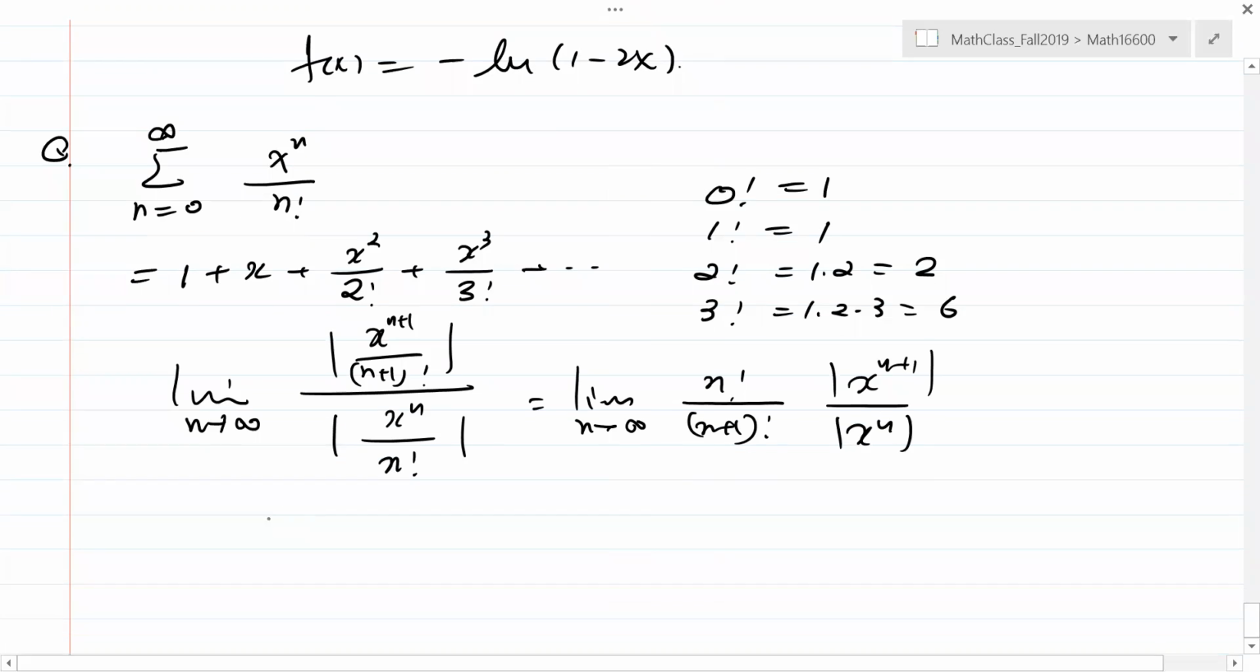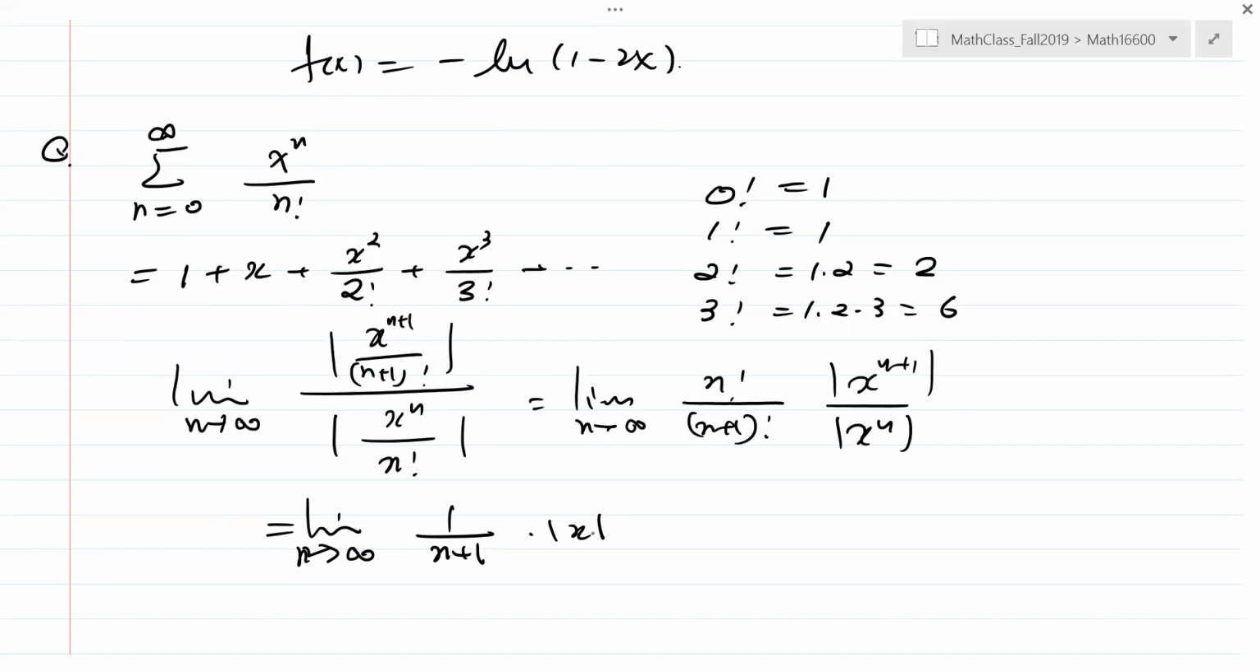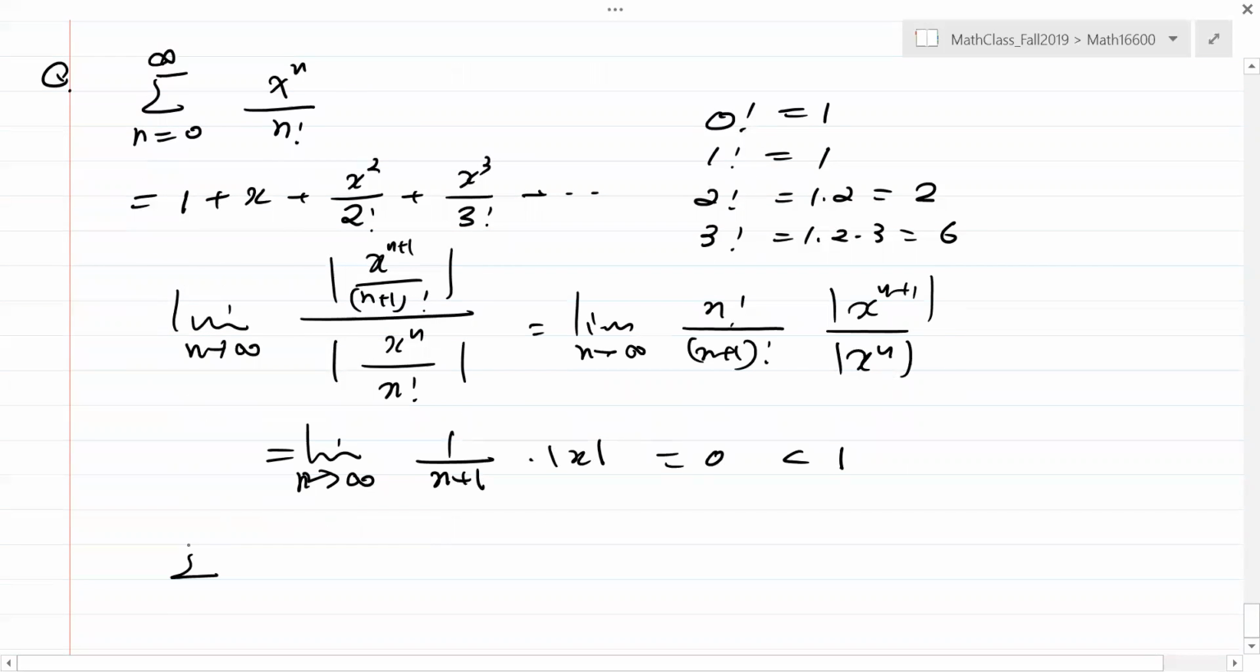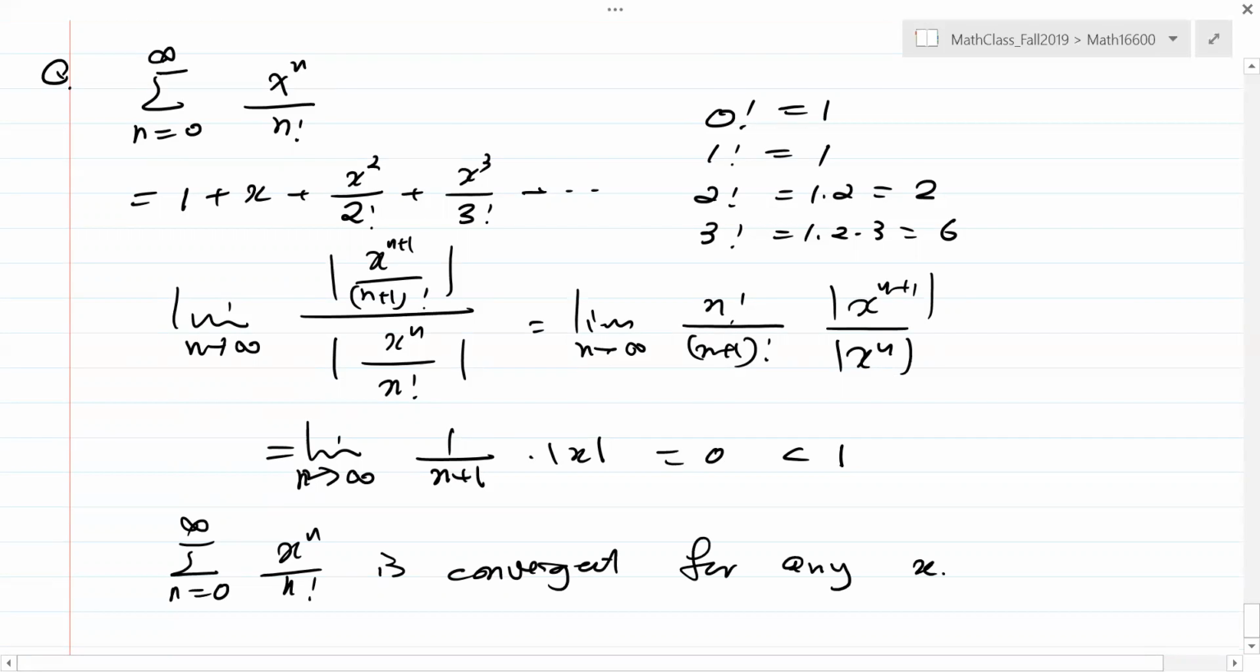Now after you simplify it, you get 1 over n plus 1, times the absolute value of x. No matter what value of x you choose, because the denominator is n plus 1, the limit is always equal to 0, which is always less than 1. So this power series is so special. It is convergent for any x. So this series is convergent for any value of x.